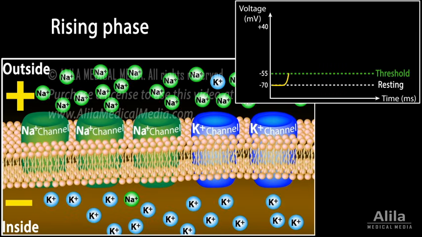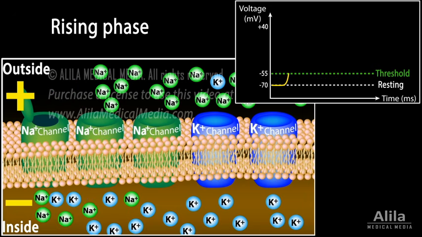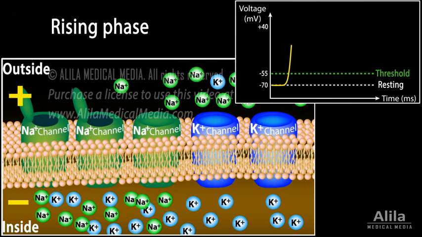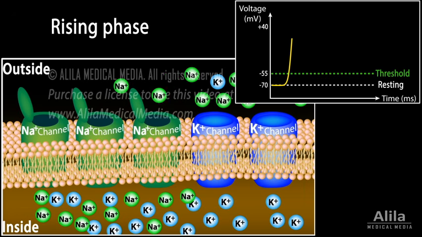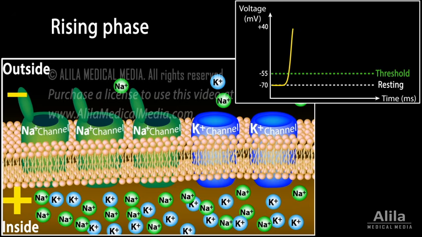At threshold, sodium channels open quickly. Potassium channels also open, but do so more slowly. The initial effect is therefore due to sodium influx. As sodium ions rush into the cell, the inside of the cell becomes more positive, and this further depolarizes the cell membrane. The increasing voltage in turn causes even more sodium channels to open. This positive feedback continues until all sodium channels are open and corresponds to the rising phase of the action potential. Note that the polarity across the cell membrane is now reversed.